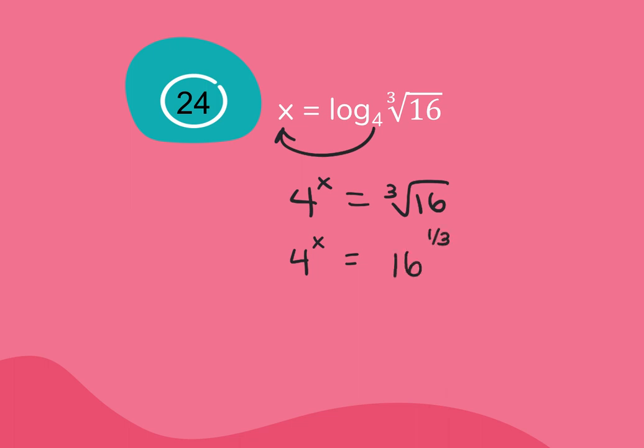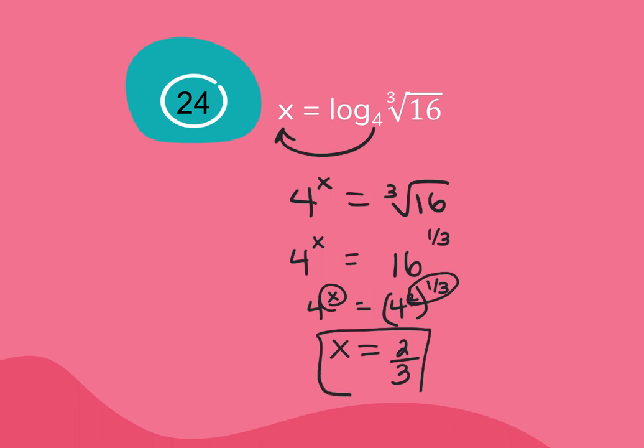Now at least I'm in exponential. And then can I rewrite 16 as a power of 4? It will be 4 squared raised to the 1/3. Now the base is the same, so I set the exponents equal to each other. X equals 2 times 1/3, which would be 2/3.